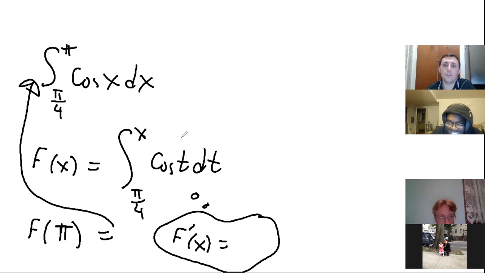You see, you guys, you fail to understand the fundamental theorem of calculus. The derivative of this is always just replace this x instead of this t. So the answer is cosine x. It's cosine x.